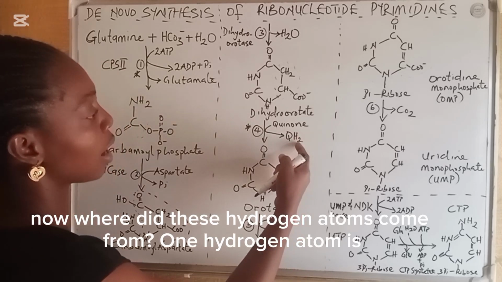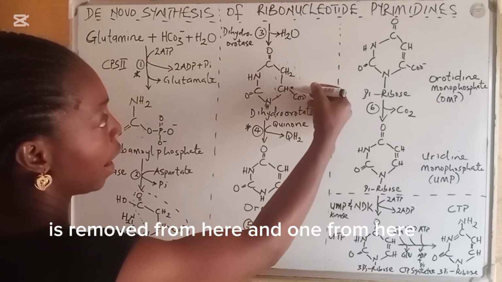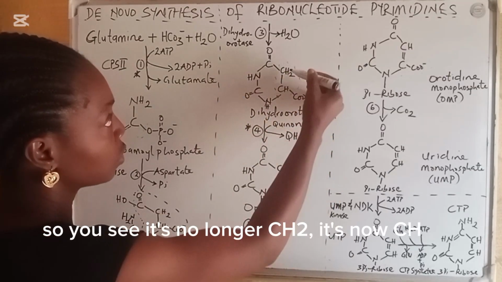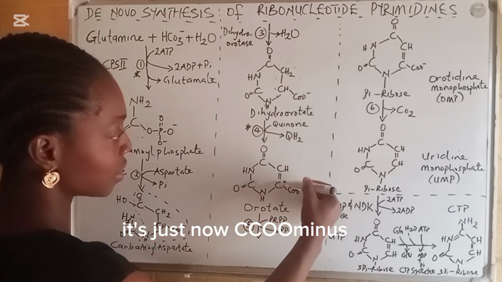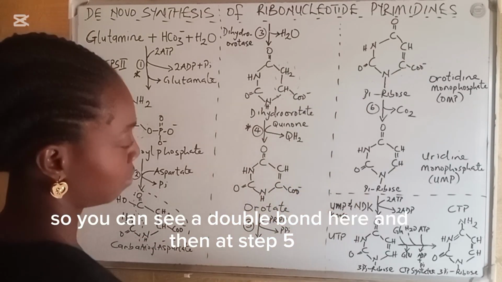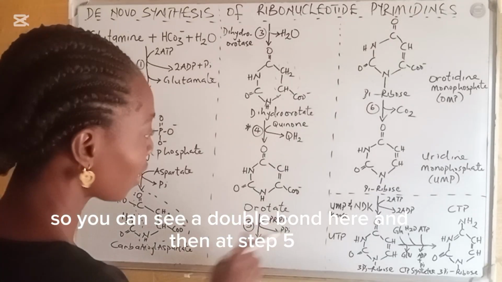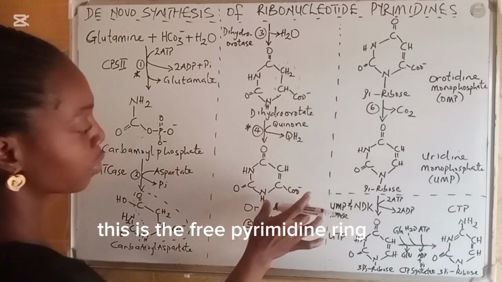Now where did these hydrogens come from? 1 hydrogen is removed from here and 1 from here. So we now have a double bond in between these 2 carbons. It's no longer CH2, it's now CH, no longer CHCOO minus, it's just now CCOO minus. So we can see a double bond here. And then at step 5, this is the free pyrimidine ring.